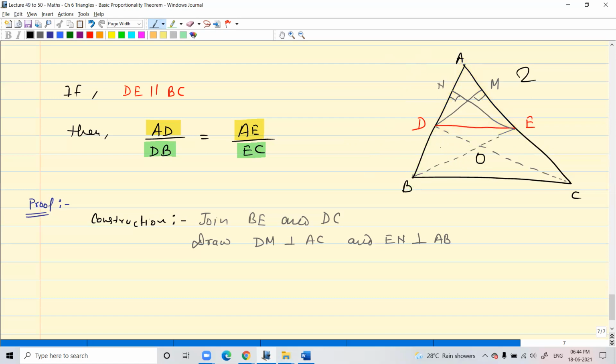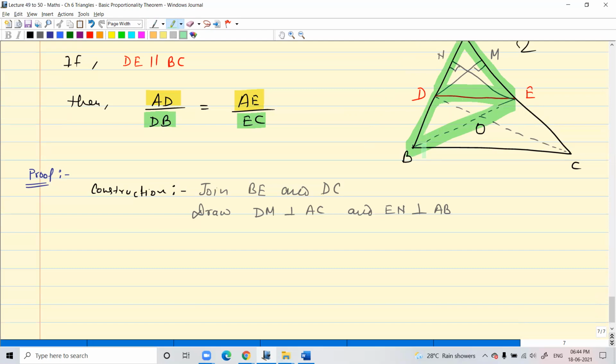All right. So let's get back to what we were doing. I said we will take this triangle and this triangle, ADE and BDE.